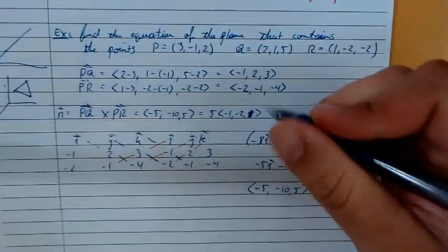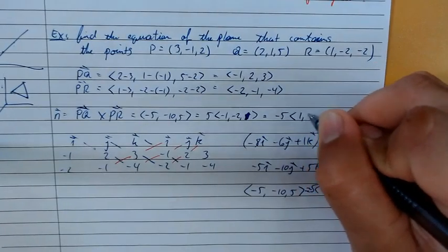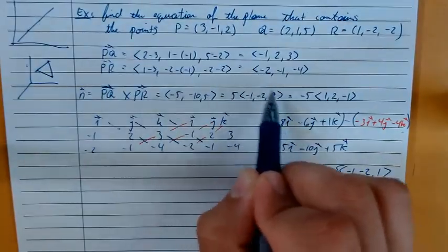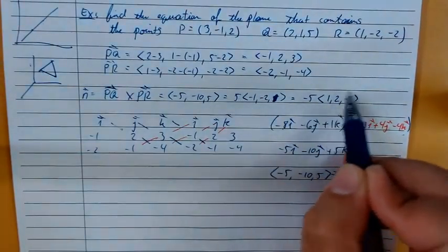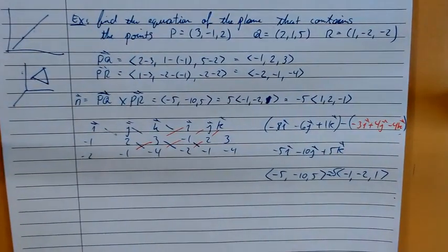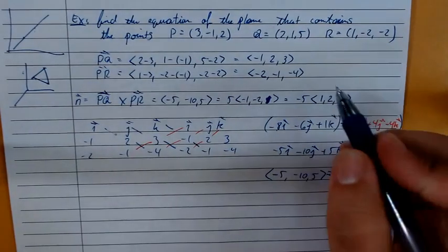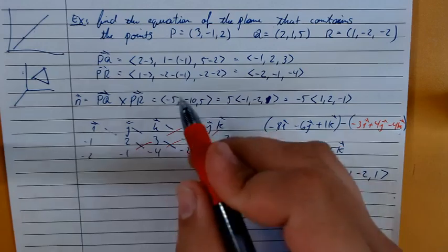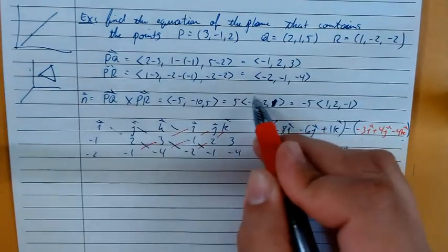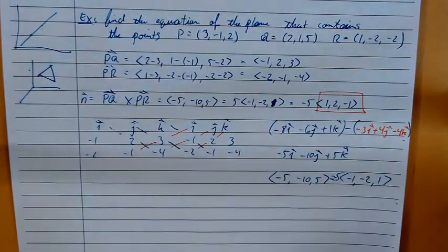Or some people even like to factor out the negative 5. That way I can turn these into a positive. So you can say negative 5 times 1, 2, negative 1. So the normal vector could be that one, or this one, you can ignore the scalar, or this one, you can ignore the scalar. And it won't make any difference. In the end, you will have the same equation. All right. So here, I'm going to go with this one because I think this one just looks the nicest. If you use this one, that is the correct answer. If you use this one, that is also the correct answer. But I'm going to use this one because, well, it just looks easiest to use.